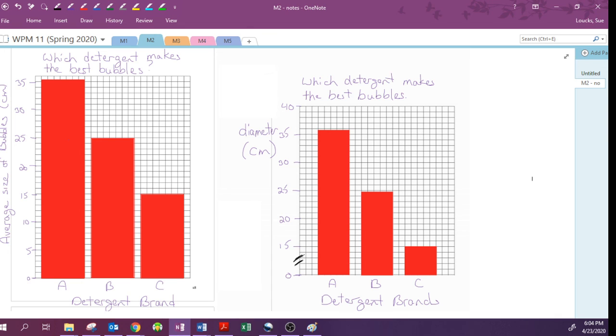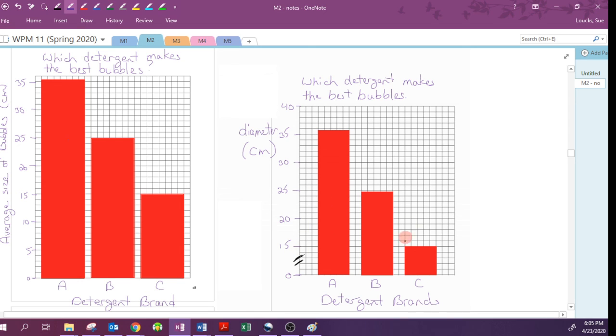If the biggest bubble was 37 centimeters in diameter, I couldn't have done that. I would have needed to do some scaling. One way you can do scaling is to make each grid space count for 2 centimeters, and then you're just using over half of your grid. On the one on the right, we put this breakdown at the bottom where it starts at 0 and then jumps up to 15.